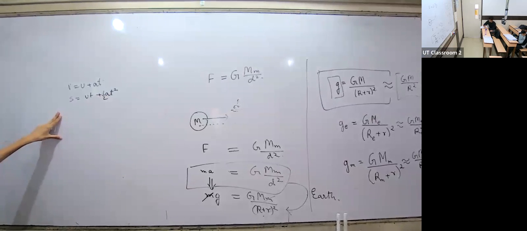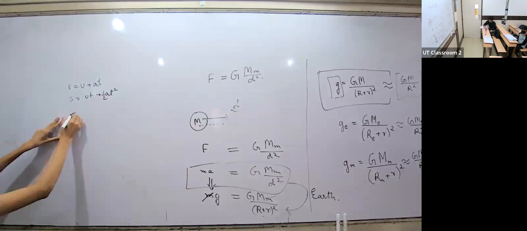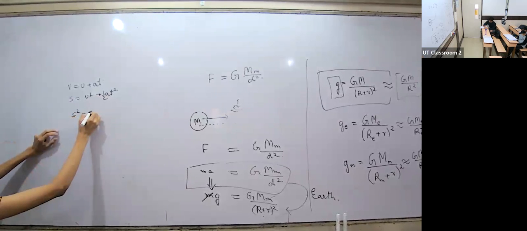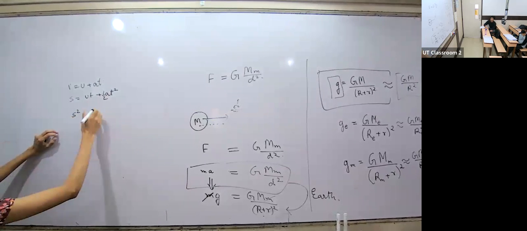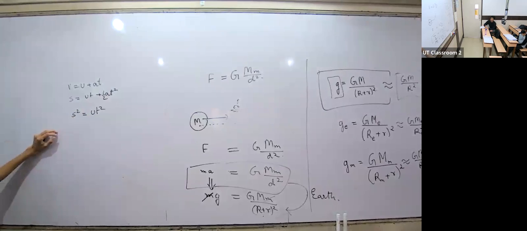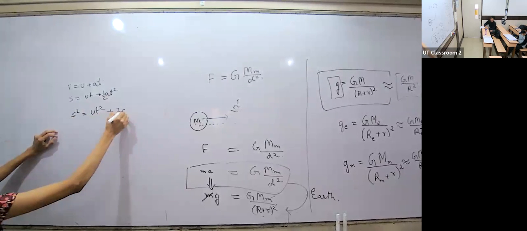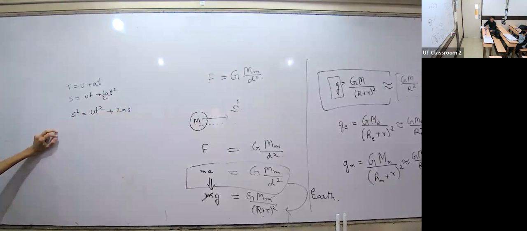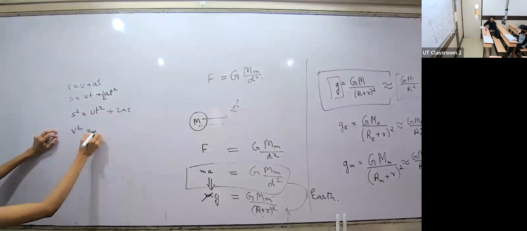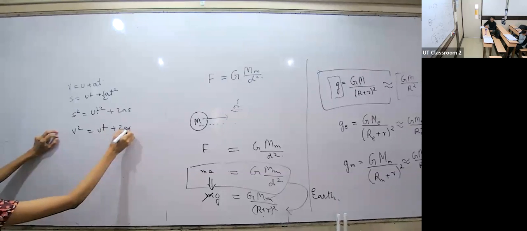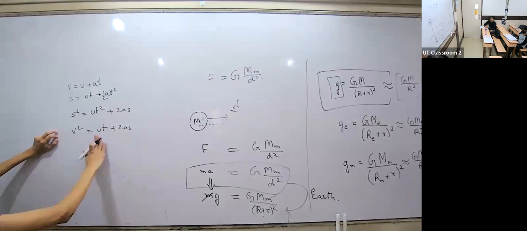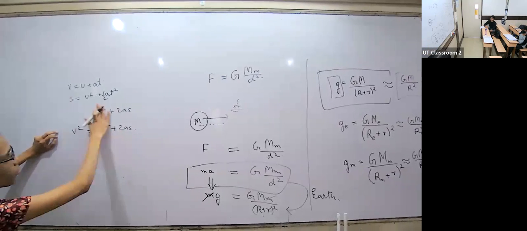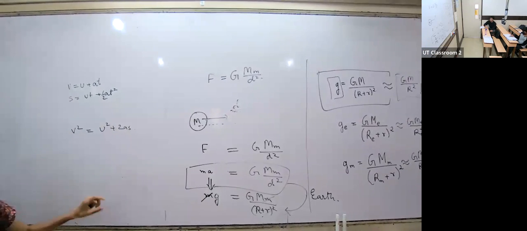V square is equal to U square plus 2S. There are two A's. There is S here also. So is it V square is equal to UT plus 2AS? Then V square equals U square plus 2AS. This is the last one. V square is equal to U square plus 2AS. Please remember this. Yes.